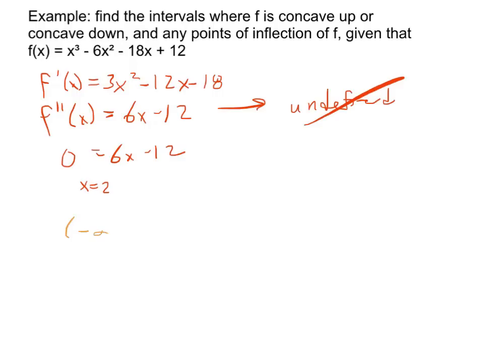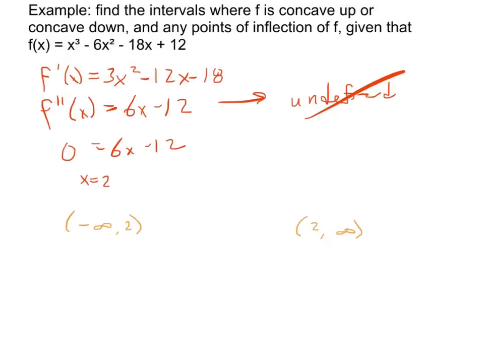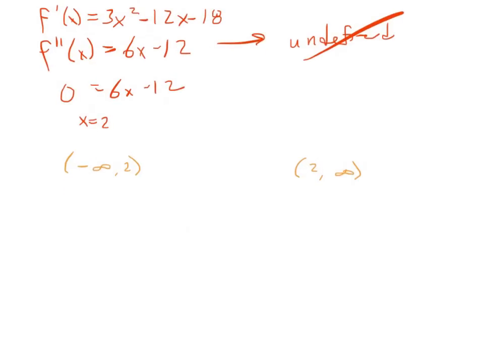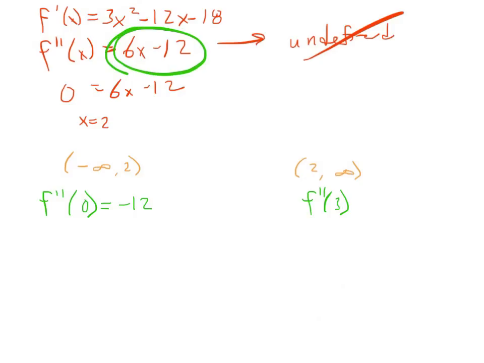Right, so our next step is where we set up our intervals. We've got one that's going from negative infinity to 2. The other goes from 2 to infinity. Our next step is that we take numbers from these intervals and plug them into the second derivative. So I'll do the second derivative at 0, because it's easy, and I'll do the second derivative at 3. So when I plug in 0, I get negative 12. By the way, I'm plugging these into the second derivative right here. When I plug in 3, I end up with 18 minus 12, which is 6.